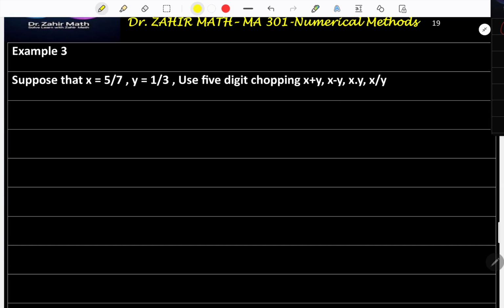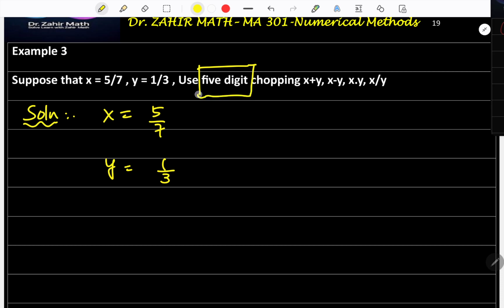Now it's a different question, right? Let's go to example 3. Suppose that x is equal to 5 by 7 and y is equal to 1 by 3. Use 5-digit chopping for x plus y, x minus y, x multiply y, x divide by y.